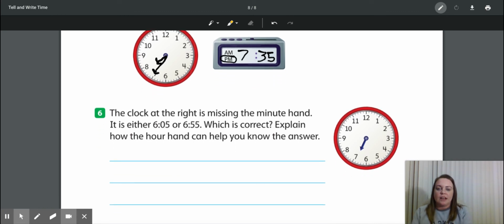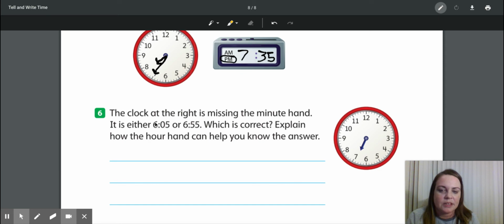Number 6. The clock on the right is missing the minute hand. It's either 6:05 or 6:55. Which is correct? Explain how the hour hand can help you know the answer. Okay. The clock on the right is missing the minute hand, the long one. It's either 6:05 or 6:55. Which is correct? Look at the hour hand. Is the hour hand closer to 6 or closer to 7? I would say that it's closer to 7, right?